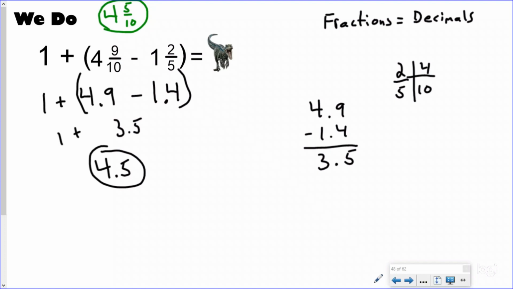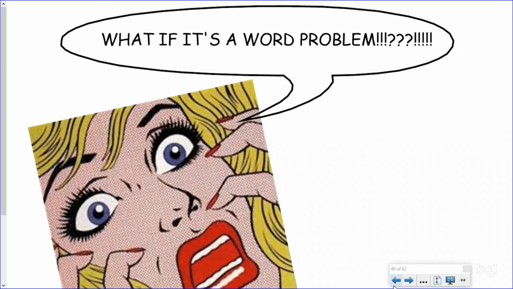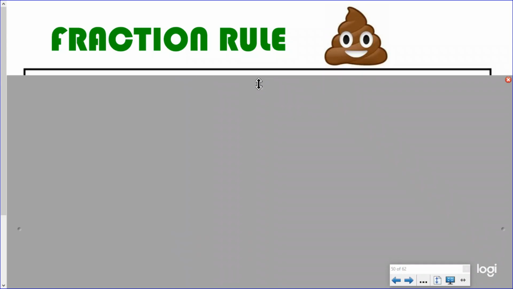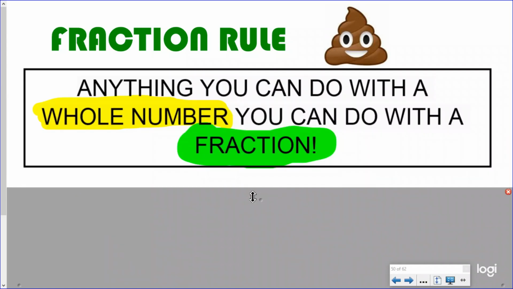Now, some of you are asking a very important question right now. What if it's a word problem, Dr. Bones? And my answer is the same as it was in video lesson number 1 and number 2. We go to fraction rule number 2. Get it? Anything you can do with a whole number, you can also do with a fraction. You can add, you can subtract, you can multiply, divide, do exponents, find square roots, do all of those crazy things, including word problems.